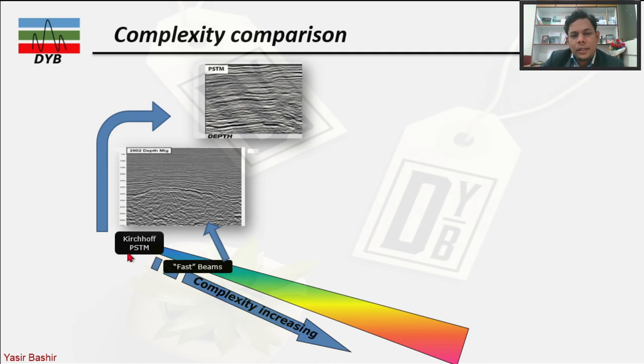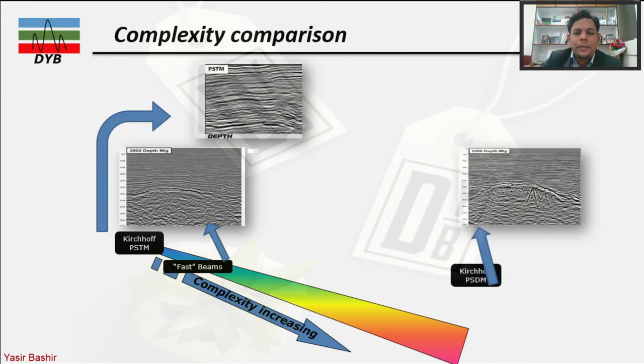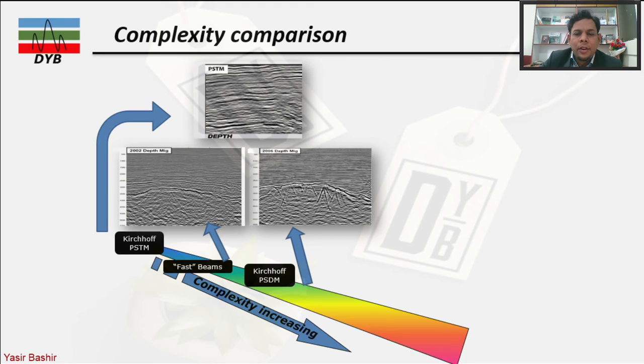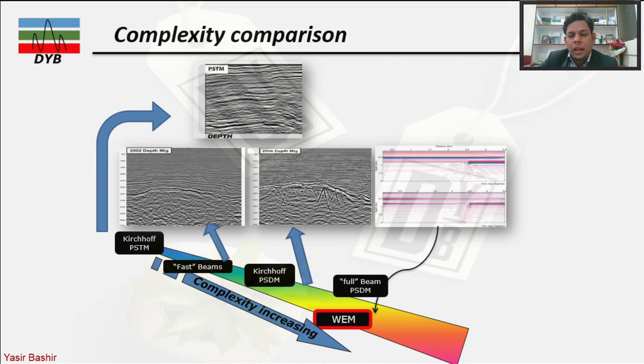Then the second migration, which is fast beam migration, called Gaussian beam or another beam migration, is a little bit more complex than the Kirchhoff migration. Then moving forward is Kirchhoff pre-stack depth migration. So it's the time migration, then we have the depth migration. Then wave equation migration or full beam pre-stack depth migration, which covers all types of features in the subsurface.